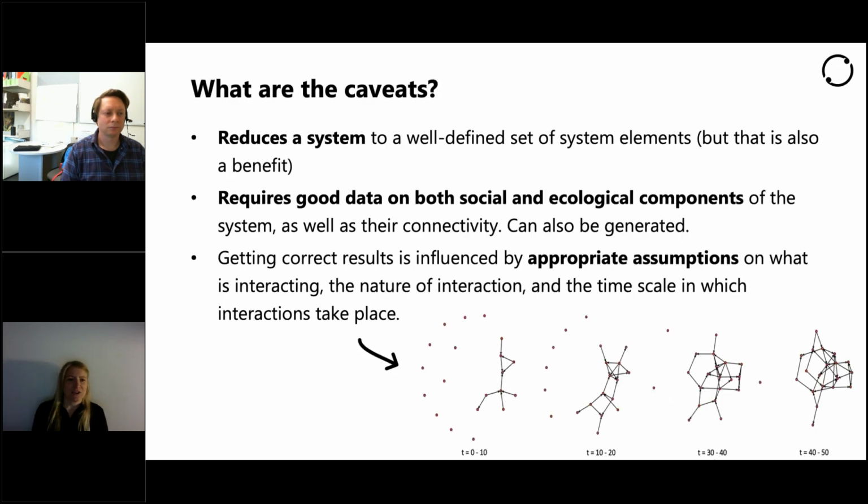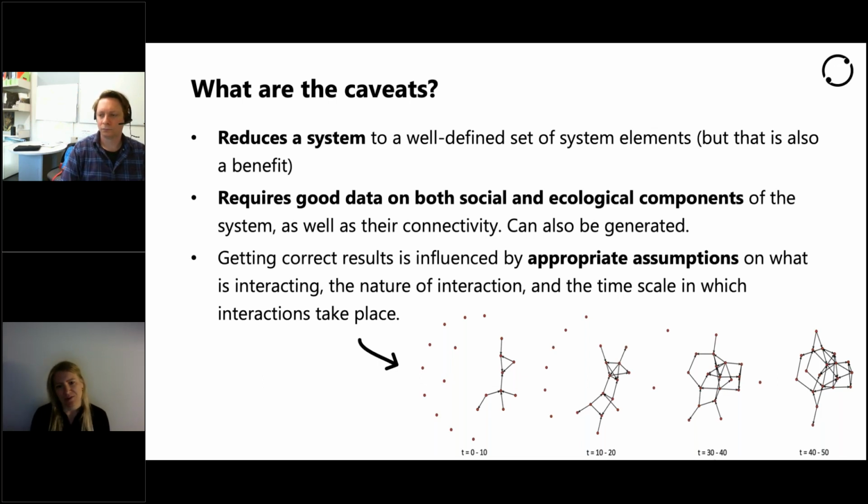And then it's not all good. As with any models, getting the good or the right results depends on having right or correct assumptions underlying the network model. And with networks, you need to have quite a lot. You need to know what is interacting and how, and the time scale.